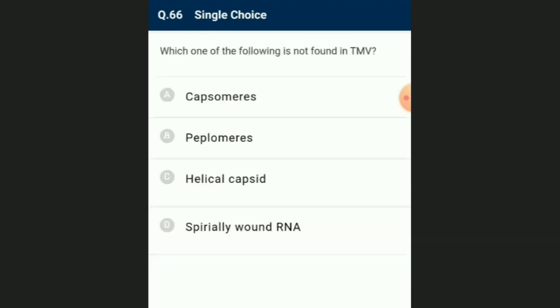Question number 66. Which one of the following is not found in TMV? Peplomeres are part of the envelope, which is not found in tobacco mosaic virus. Other than peplomeres, capsomeres are present, a helical capsid is present, and spirally wound RNA is present. So the answer is option B. It is not found.